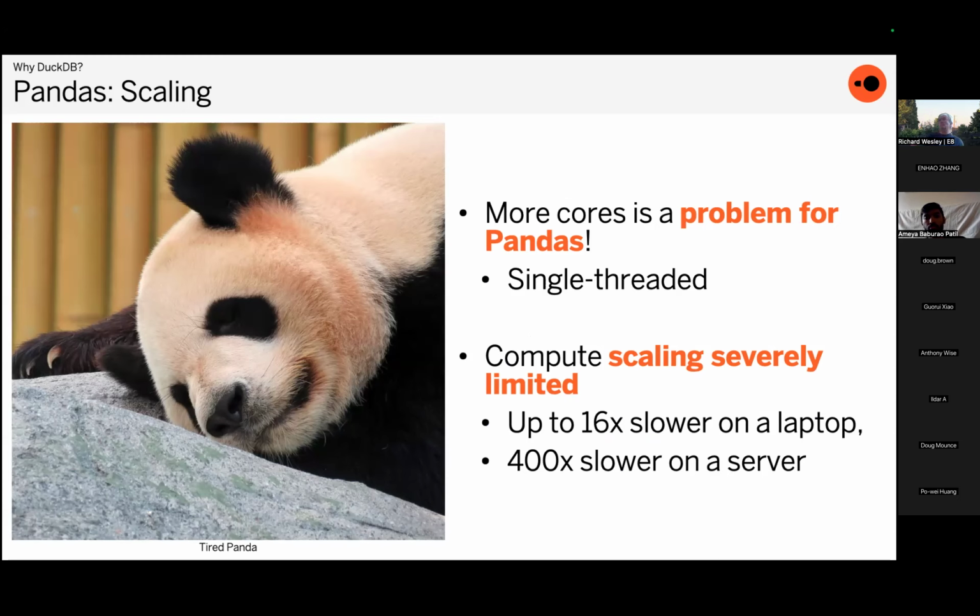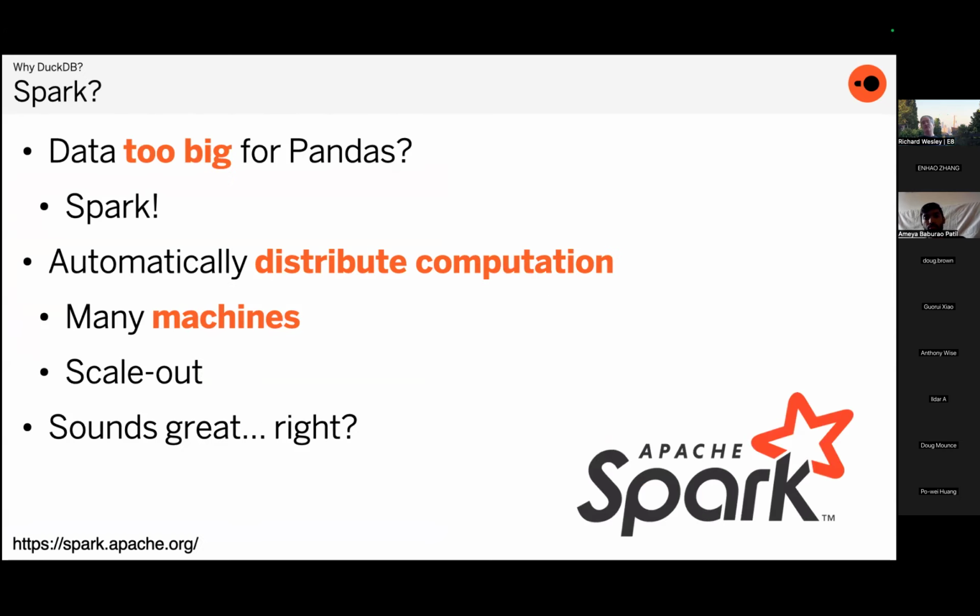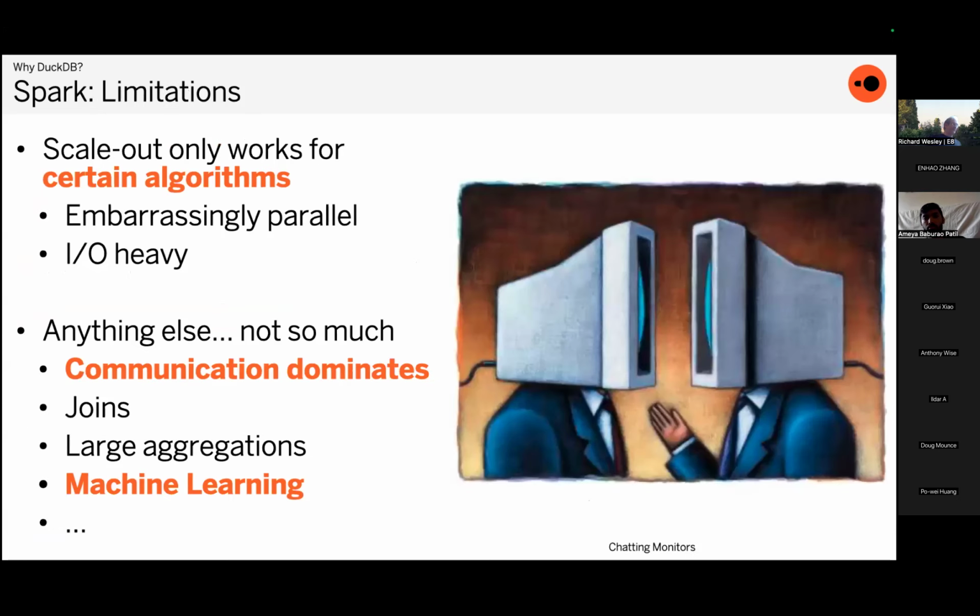Now, people knew that pandas was a problem. So the solution until recently was, well, let's throw it at Spark if it's too big for pandas. We can automatically distribute the computation onto many machines and scale out. And this all sounds great, right? Well, the problem is that scale out only works well for certain algorithms, especially ones that are embarrassingly parallel and IO heavy. Anything else, you start to run into problems with communication delays.